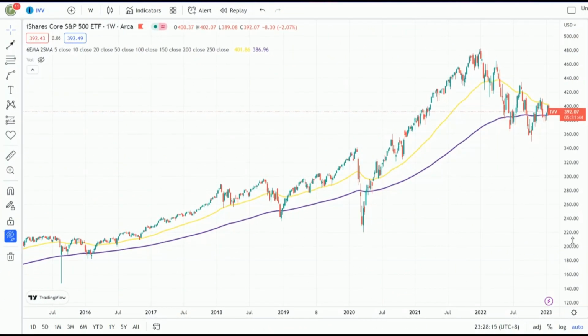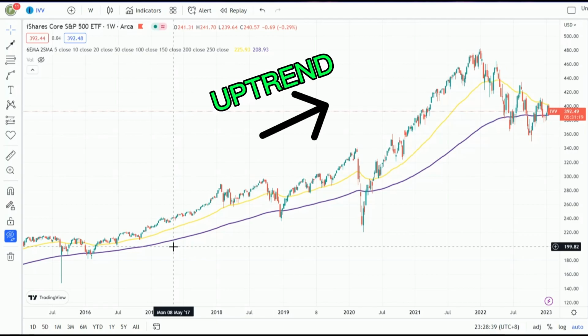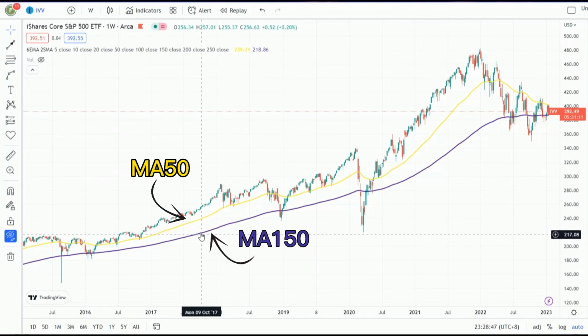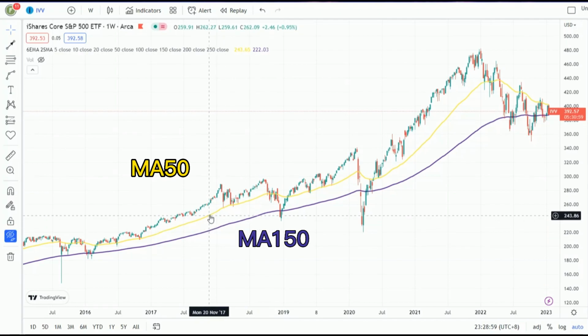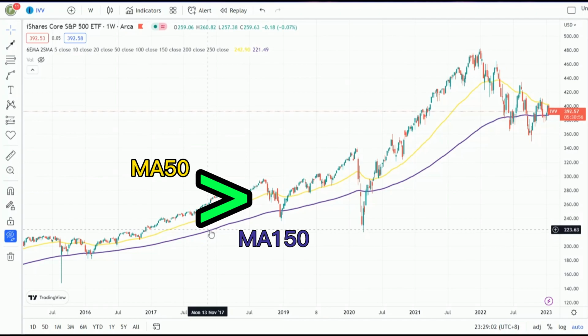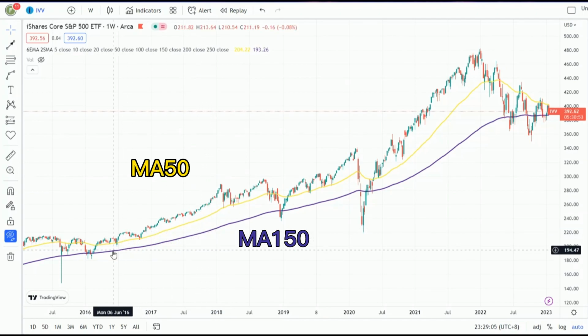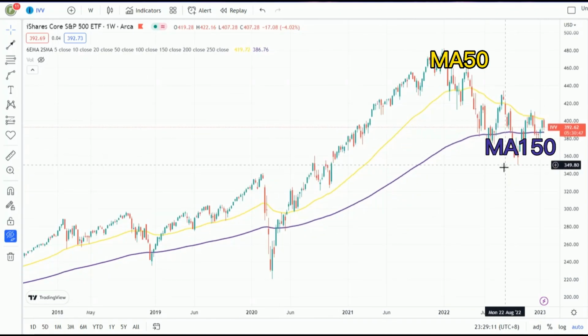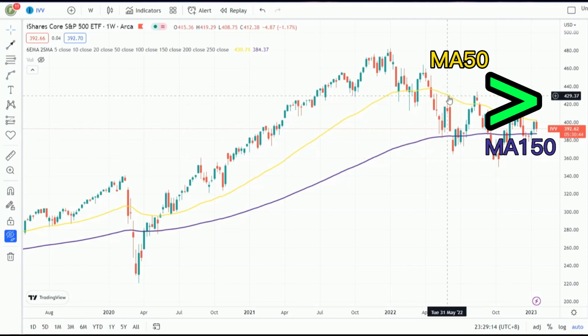Now let's have a look at the chart of IVV again, but now in weekly candles, and let's look at a longer period of more than 5 years. In the long term, you can tell that prices are moving on an uptrend by looking at the moving averages. This is the 50 moving average and this is the 150 moving average. In order for a chart to be considered an uptrend, the 50 moving average must be above the 150 moving average. This has been the pattern for the past few years. Even until now, the 50 moving average is still above the 150 moving average.